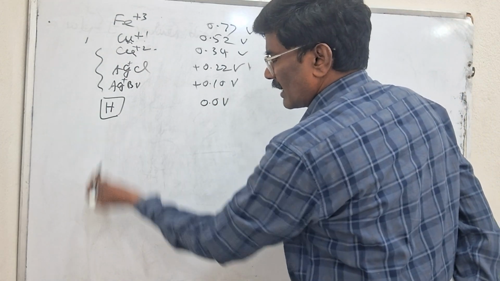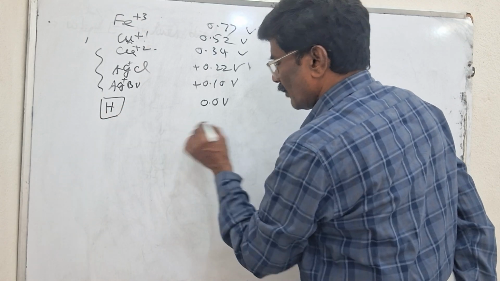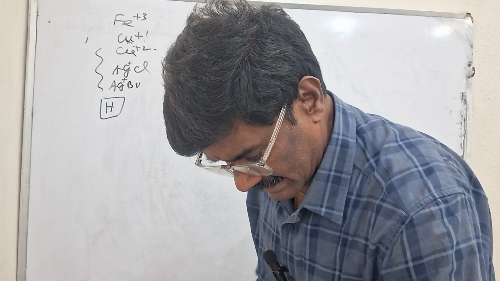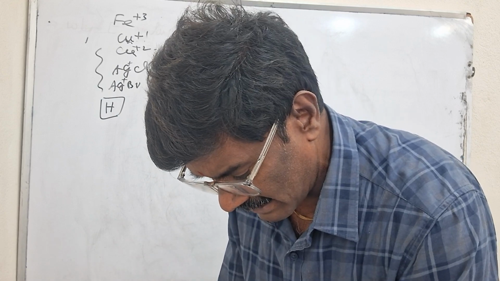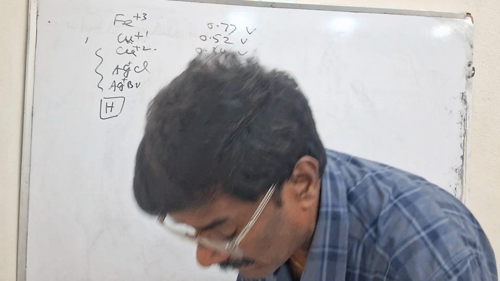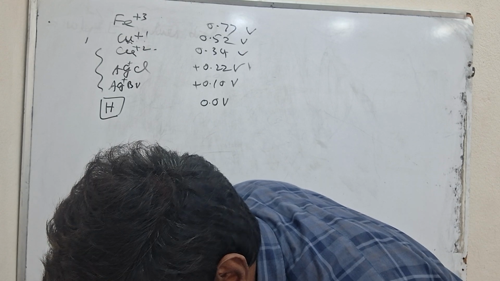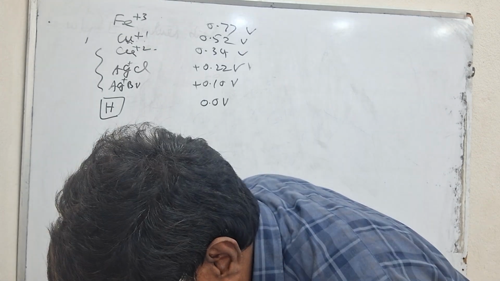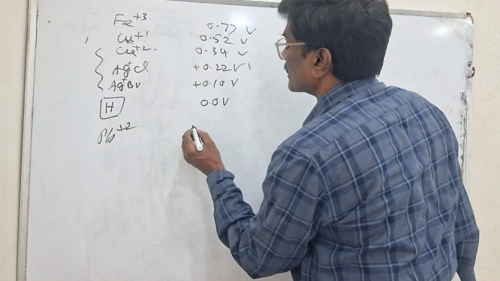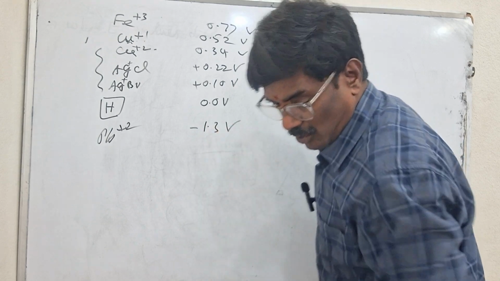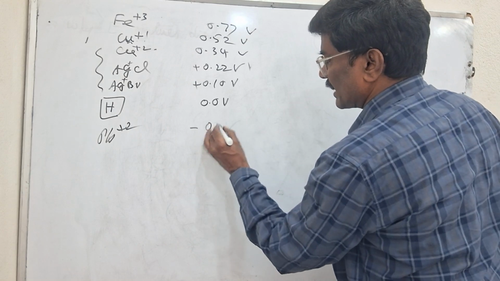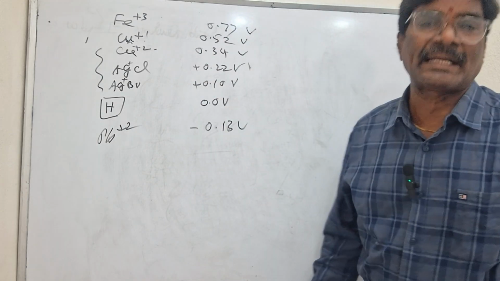Now, when you go down, we have negative values. Slowly, negative values we come across in this list. What are the next coming elements for the negative values? After hydrogen we have Pb plus 2, minus 0.13 volts. Why does it become negative?